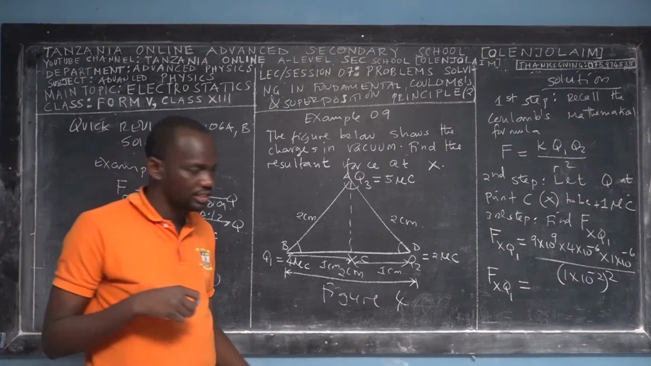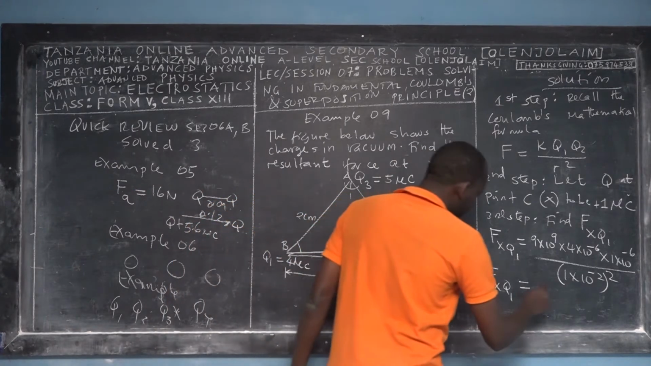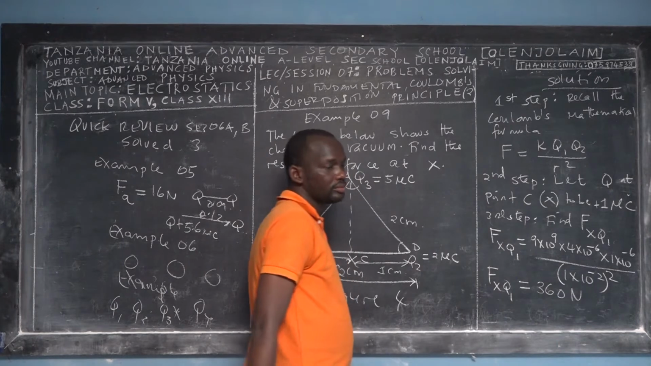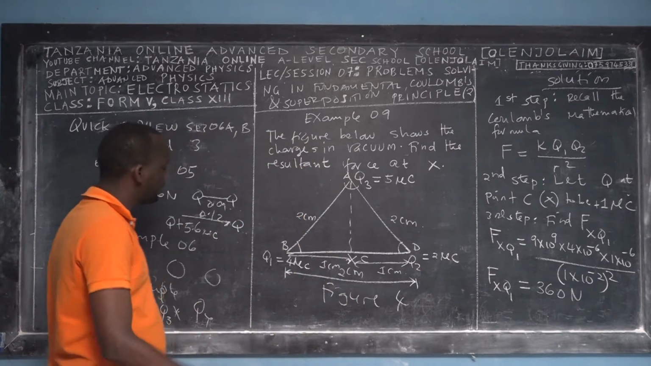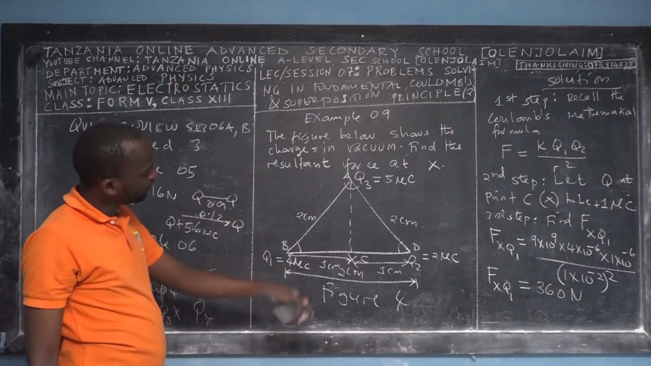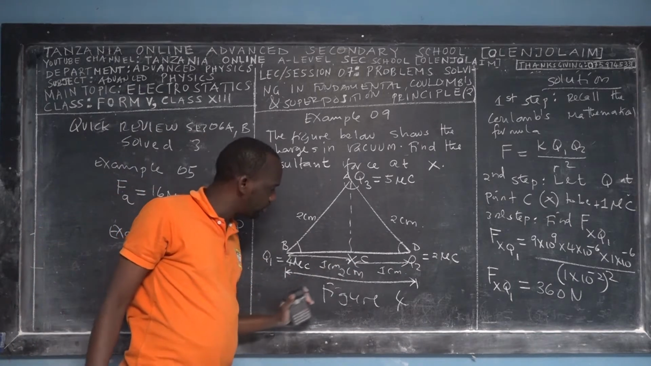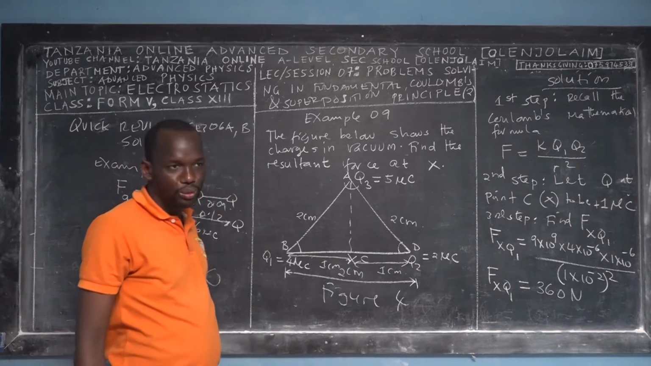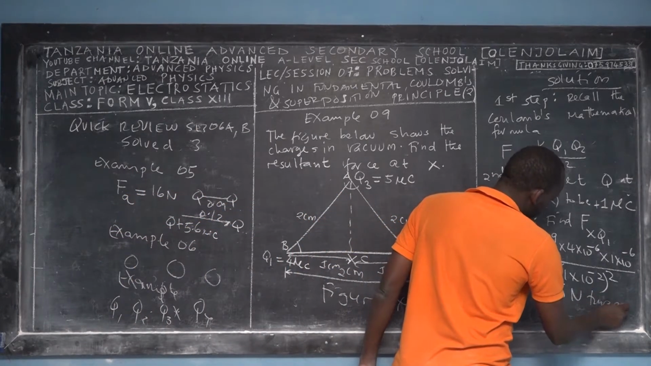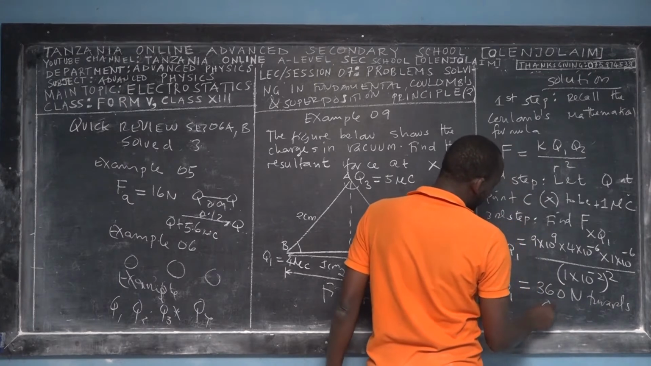The answer is 360 Newton. And these 360 Newtons, where is the direction? So you have Q1, we have Q, or we have X. So this one will be pushed towards sorting. So you say that it is towards what? Towards charging at X.